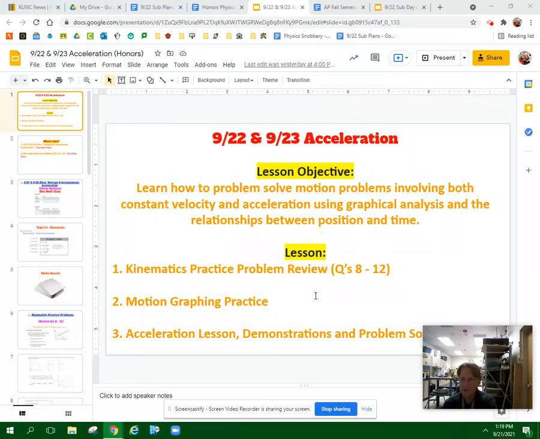So I am out today. I have jury duty, and you guys are going to have to figure all this stuff out on your own today. So let's take a look at our schedule for today.